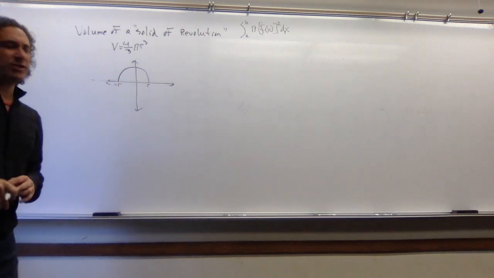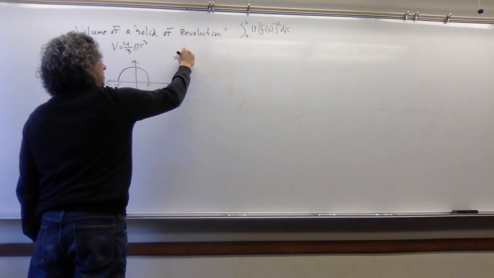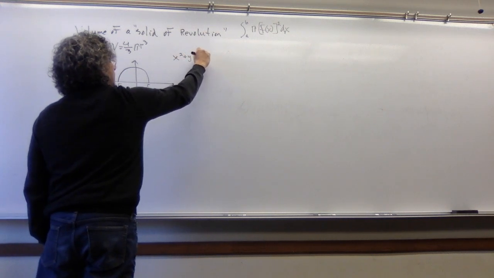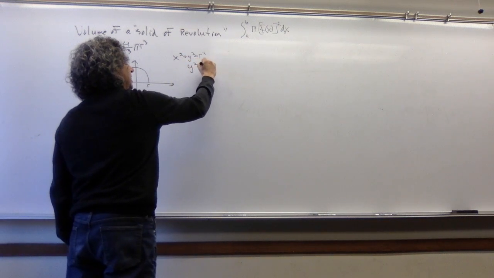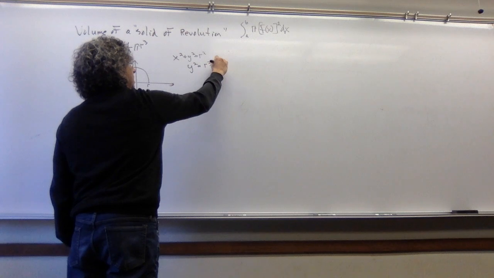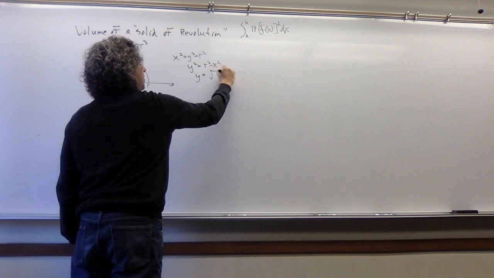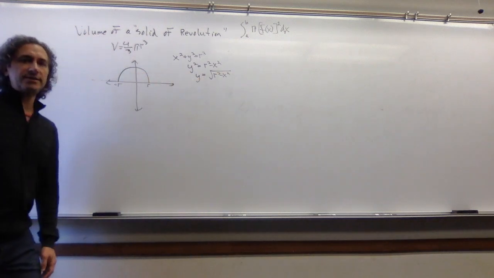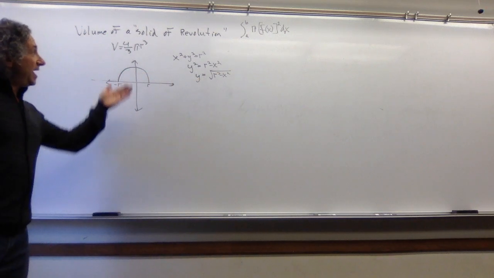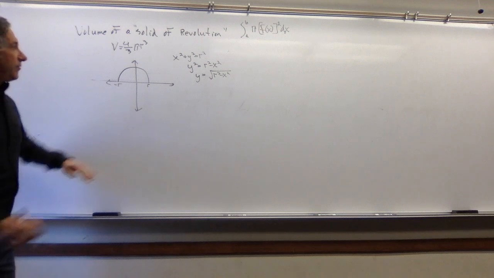So what I'm going to do is take this function. What is this function? Well, let's see. x squared plus y squared equals r squared would give me the full circle. So y squared is r squared minus x squared, or y is the positive square root of r squared minus x squared. So that's what this function is. Then I'm just going to rotate it around.